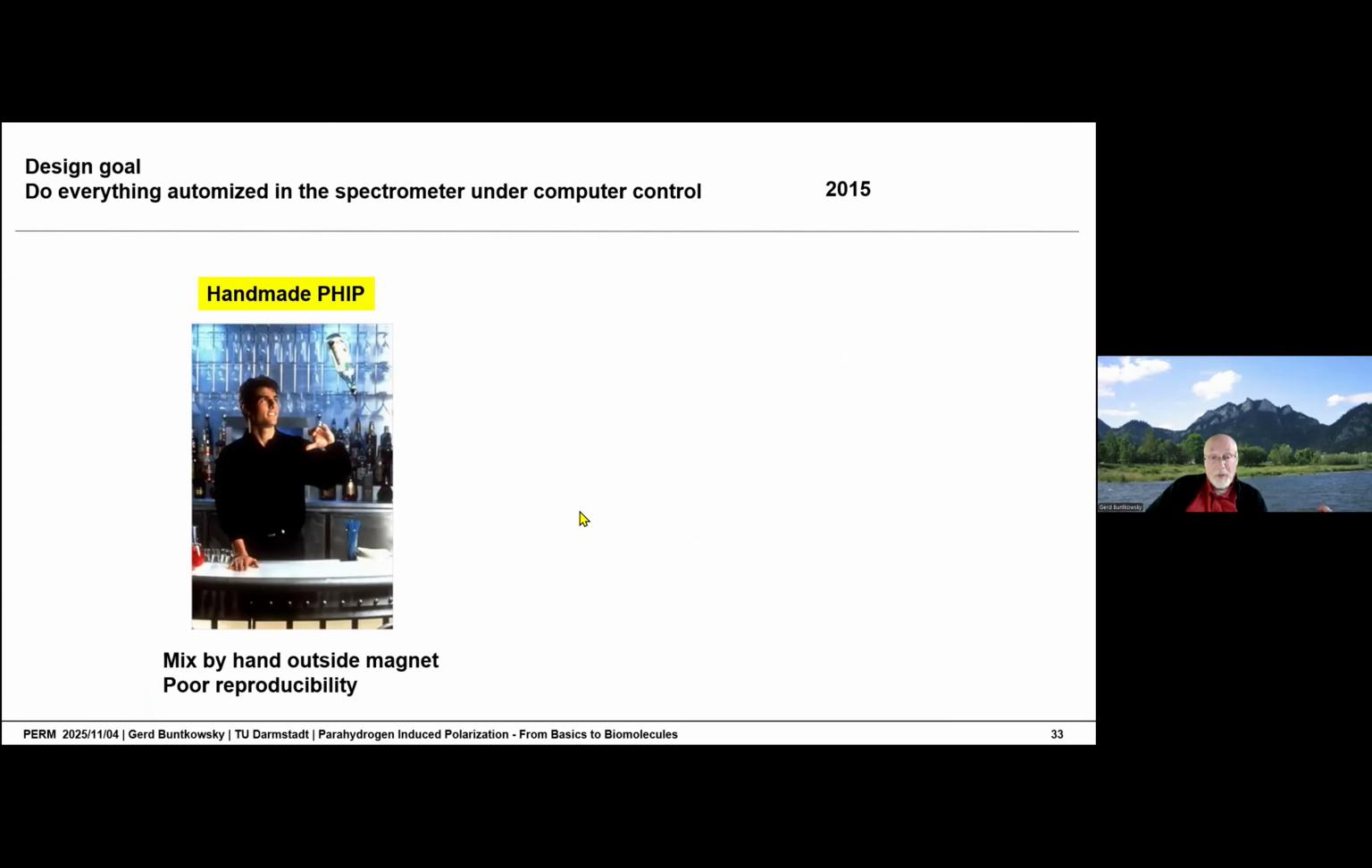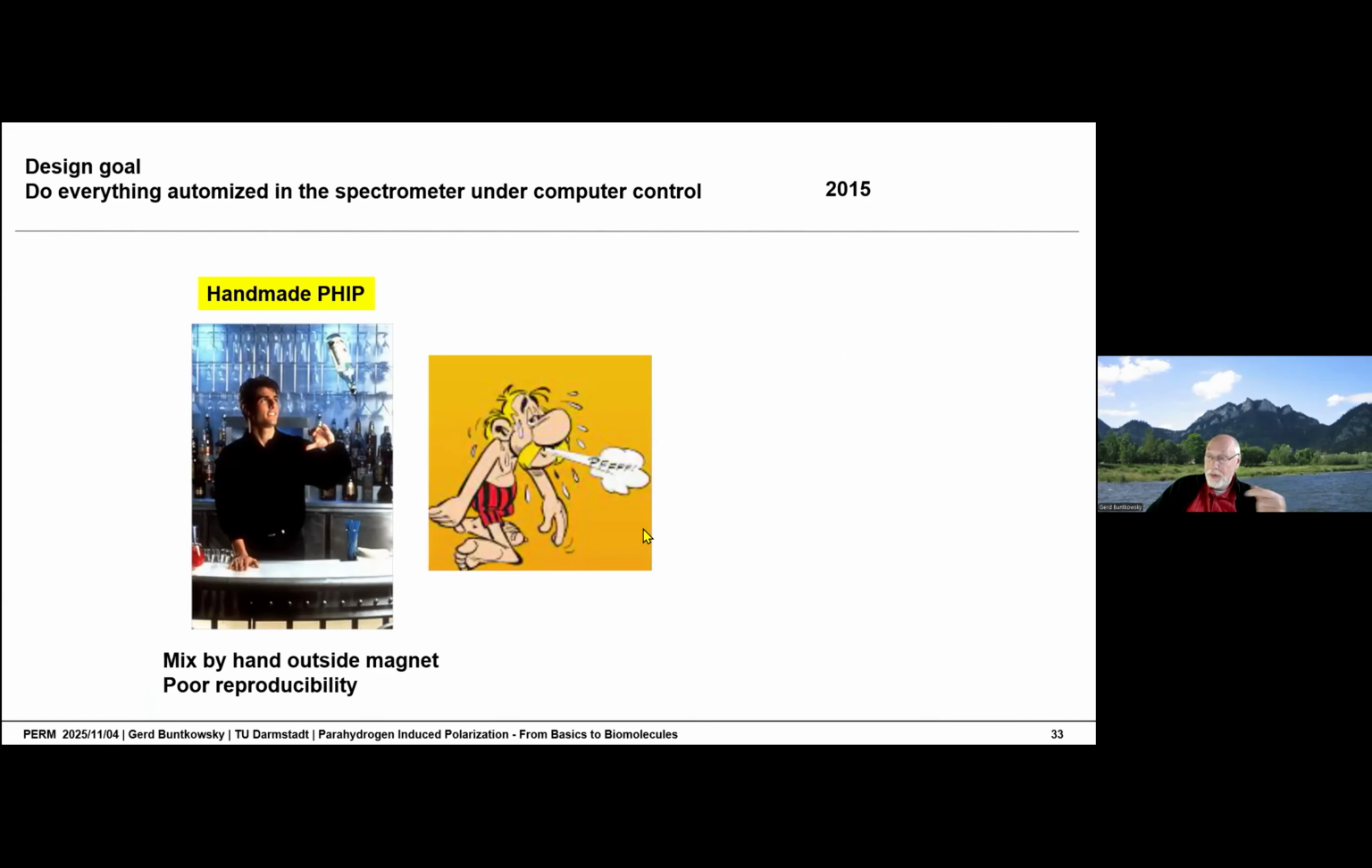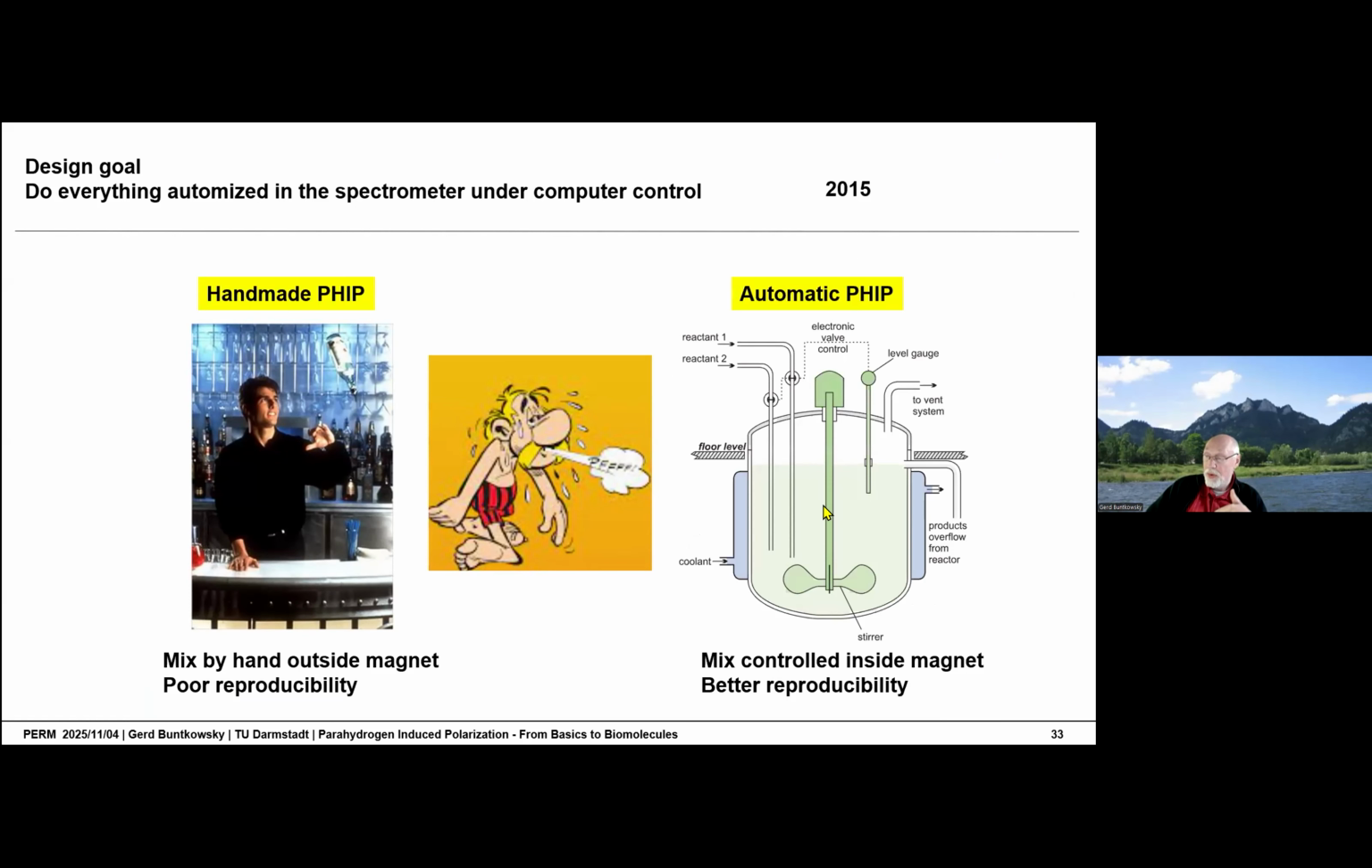Doing these handmade FIP experiments is nice, but it has a big problem. It depends how fast you're running, how you're shaking, and it's very hard to control, and you don't have good reproducibility. So after some time, we just got tired of doing the hand-made FIP, and we were thinking how to automate the whole setup so that everything is run under computer control, and hopefully also with better reproducibility of the results.